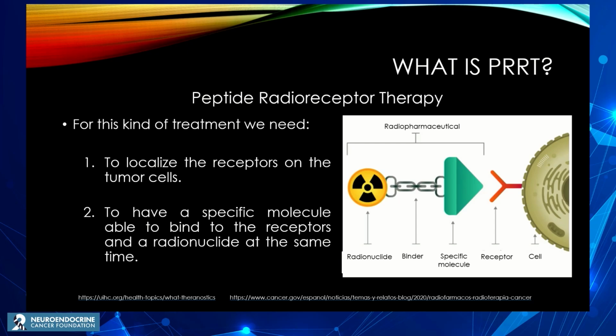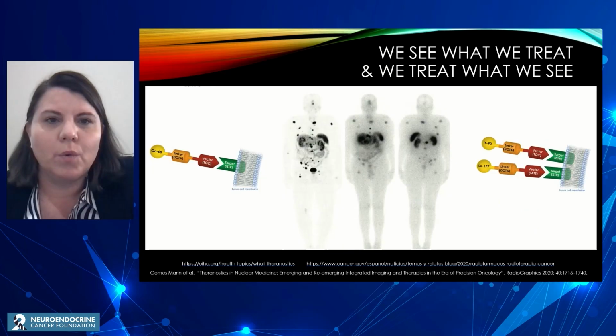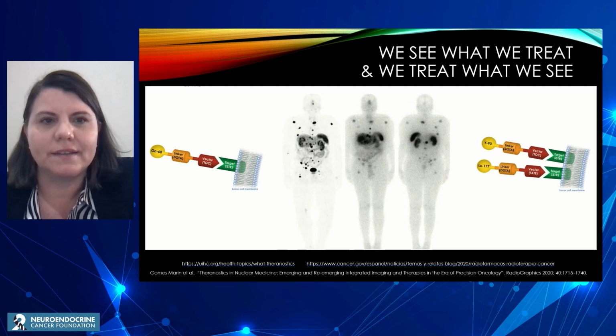So here in the graph, you can see the green triangle is the specific molecule binding with a radionuclide, and this will bind to the receptor specifically to show where the tumor cells are in our bodies. With this kind of treatment, we can see what we treat and we treat what we see.